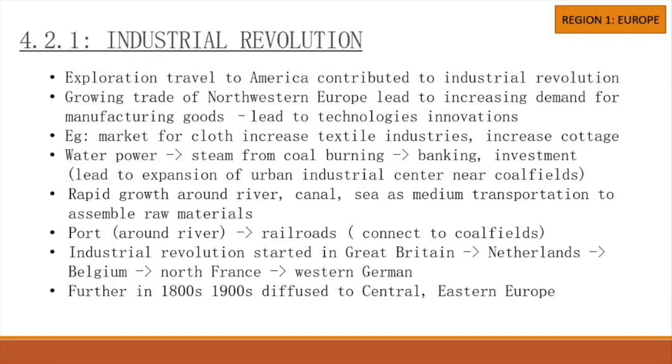And we can find that the huge part around the river moved towards the railroads that connect to the coal fields. The Industrial Revolution began in Great Britain and spread across the English Channel to the Netherlands, Belgium, and then France to the western areas of Germany. During the late 1800s and 1900s, the Industrial Revolution diffused further to Central and Eastern Europe and also to other areas of the world.